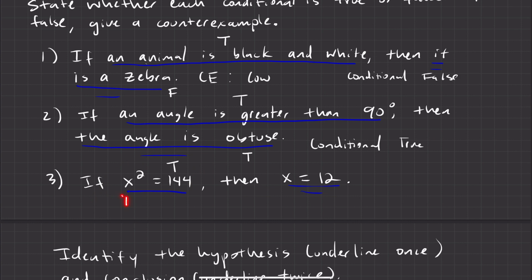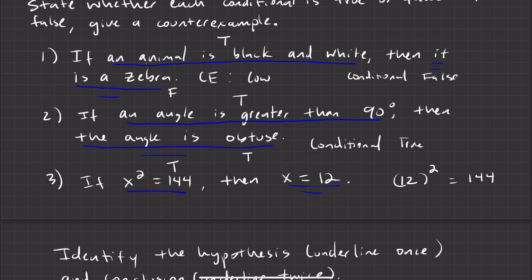So if I plug in 12 for x, 12 squared is the same thing as saying 12 times 12, right? So that's 144. But I need to read the statement again. If x squared is equal to 144, does it imply that it's just x equals 12? Is this the only x value that will satisfy this equation?